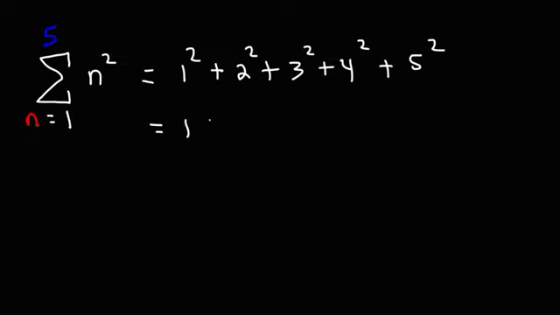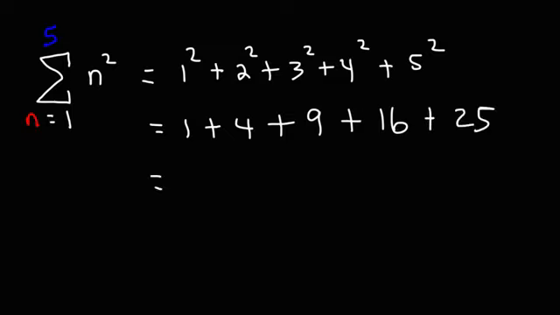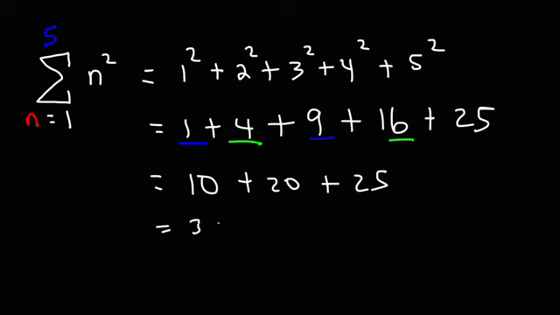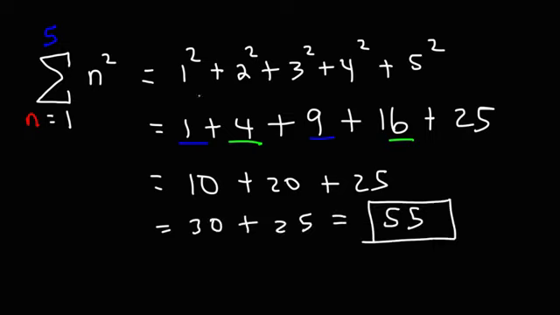1 squared is 1, 2 squared is 4, 3 squared is 9, 4 squared is 16, 5 squared is 25. And now we just got to add the numbers. 1 plus 9 is 10. If we combine 4 and 16, that's 20. And 10 plus 20 is 30. 30 plus 25 is 55. So that's the value of this expression.